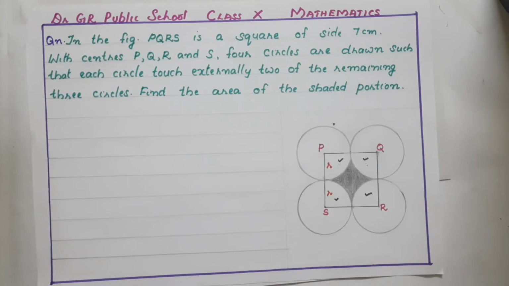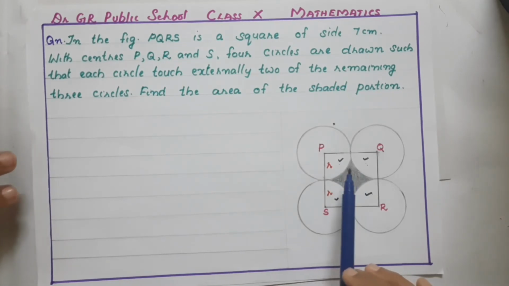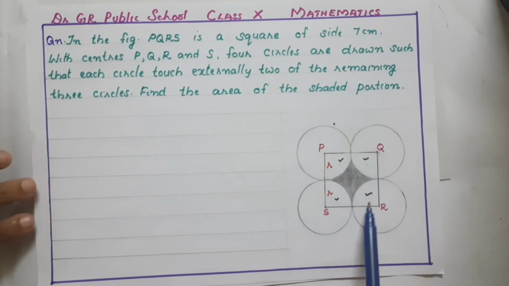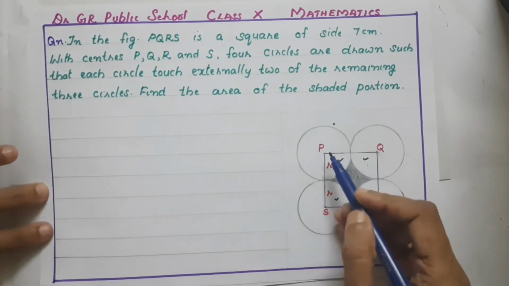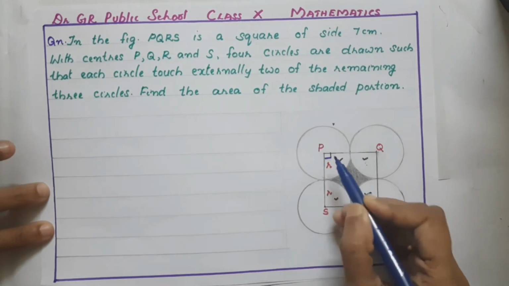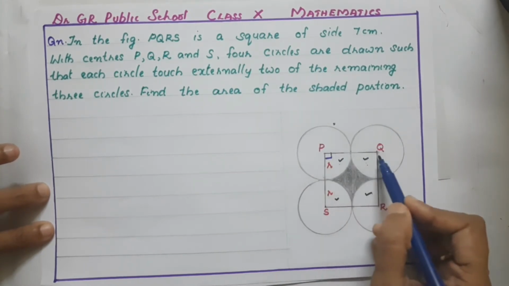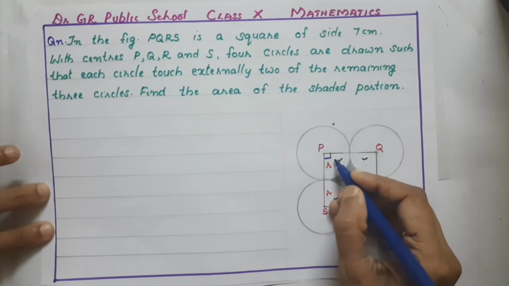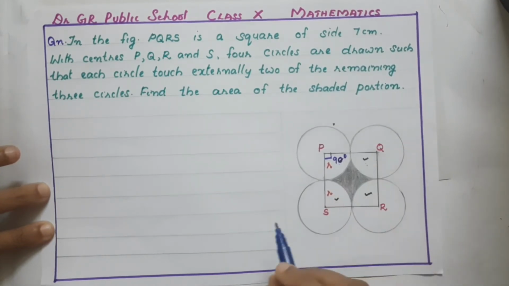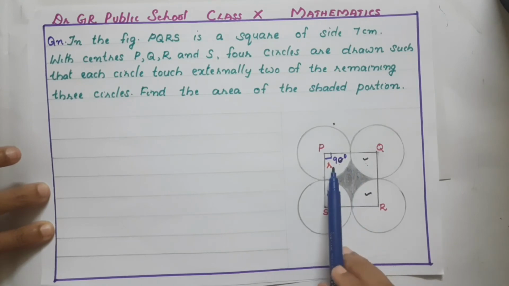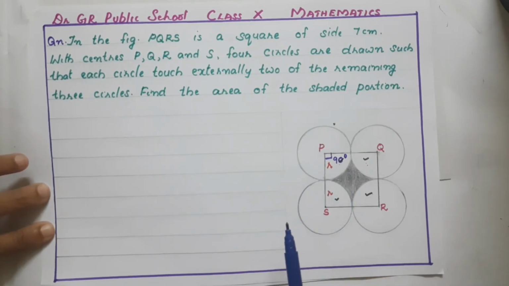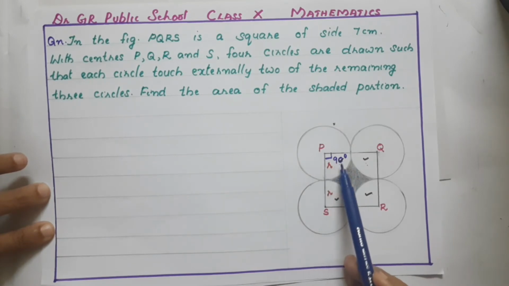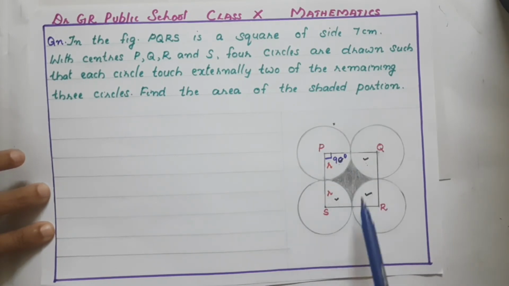And one more thing. What type of sectors are these? See, what is the angle here? This is a square, isn't it? In a square, each angle is 90 degrees. So, the angle is 90 degrees. In a sector, if the angle is 90 degrees, it is called a quadrant. Yes. So, this one is a quadrant. Each one is a quadrant.